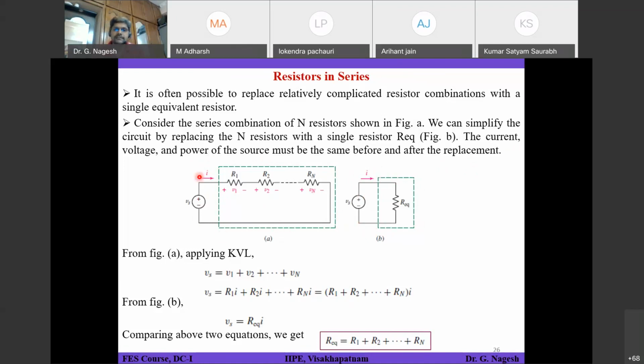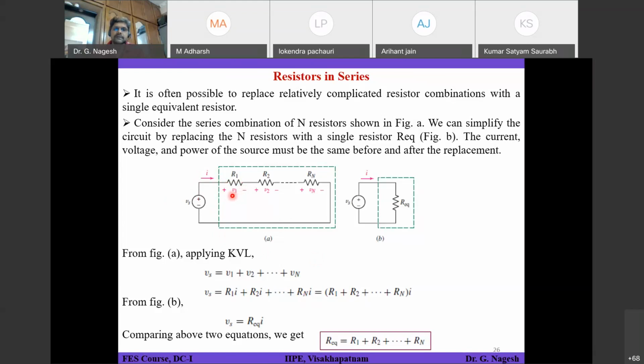Consider, let's say, this circuit A. I want to apply KVL. So what I have to do? First, I have to denote some current direction. So I have denoted this current direction. And the terminal where the current is entering I will denote as positive, and the terminal where the current is leaving I will denote as negative, as shown here.